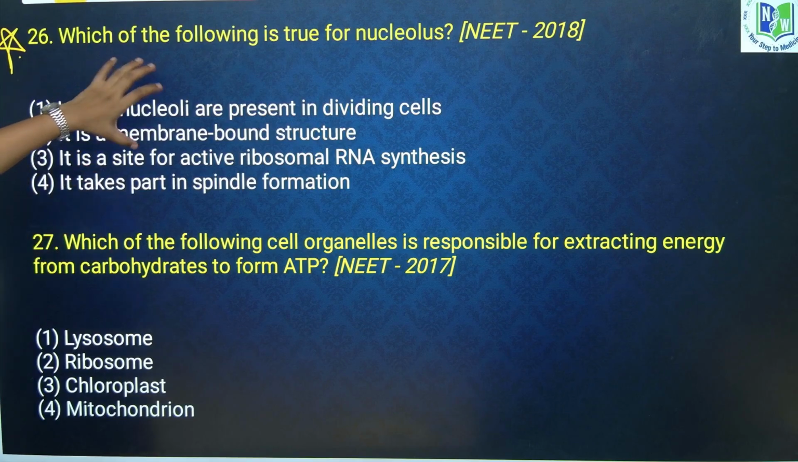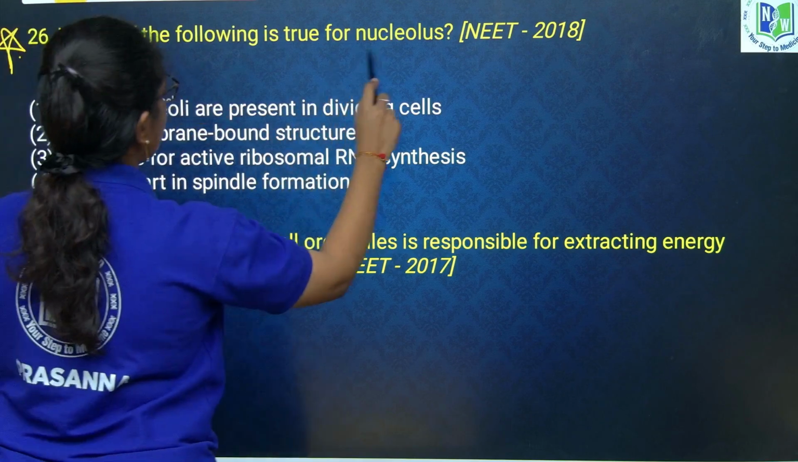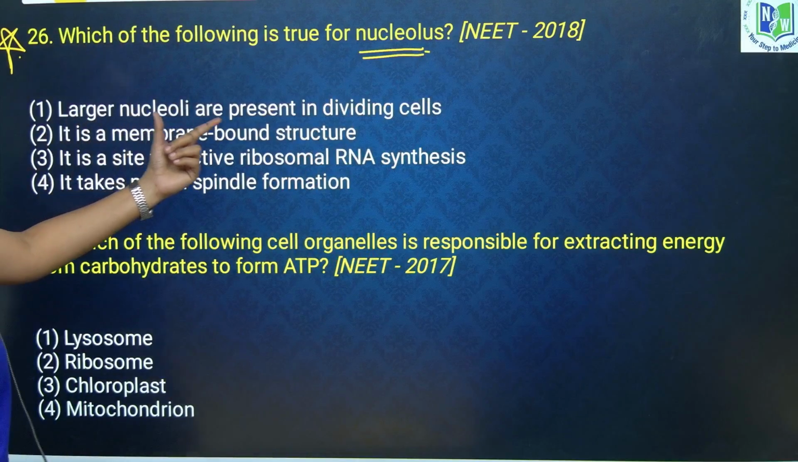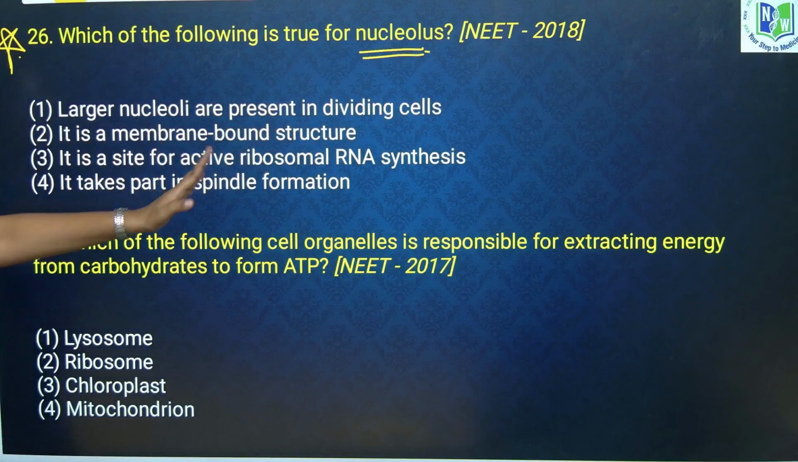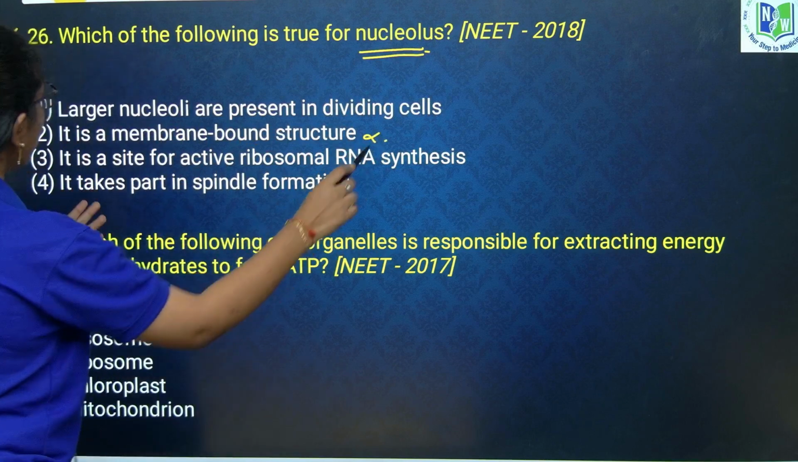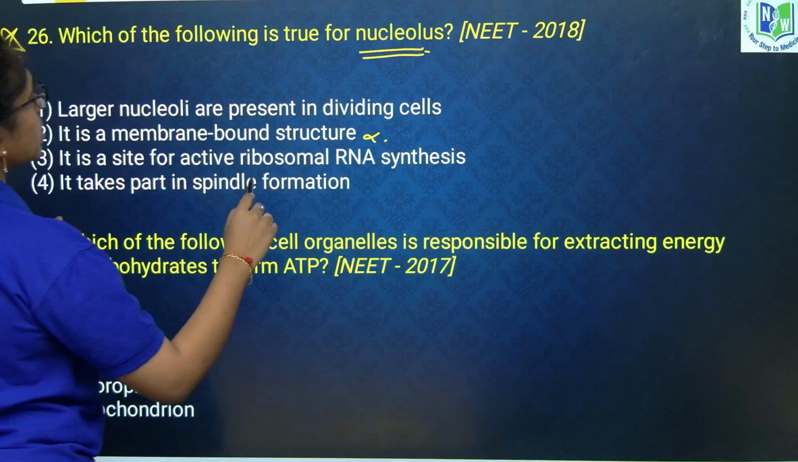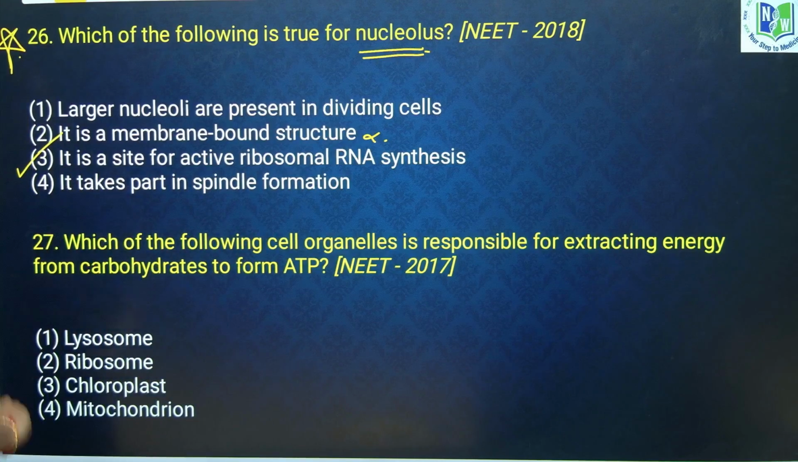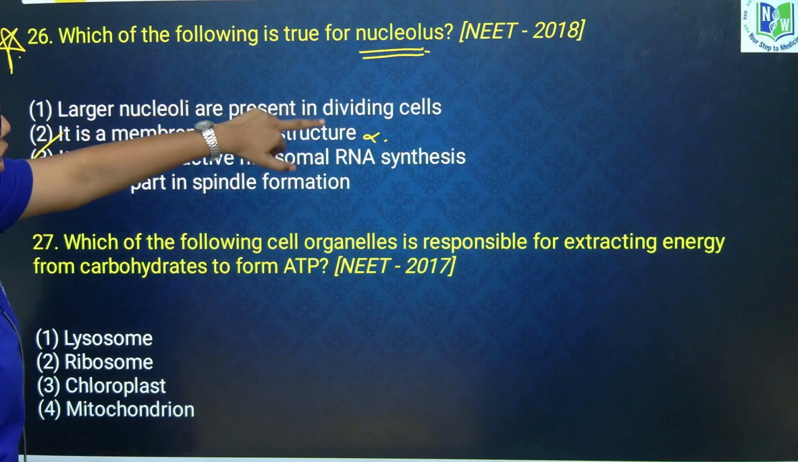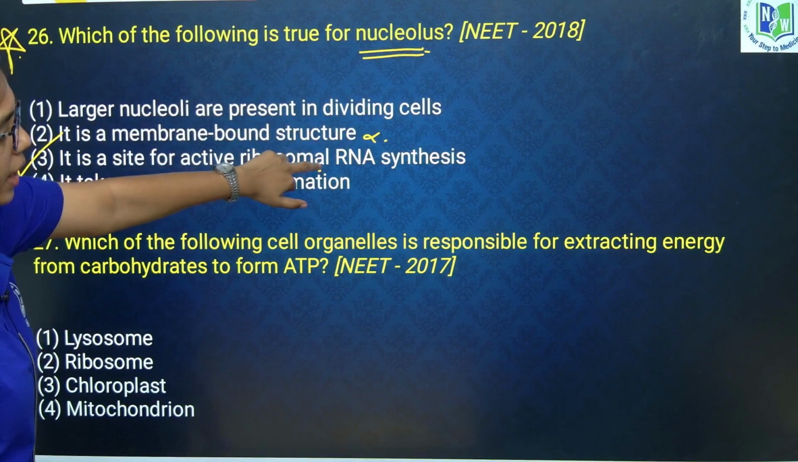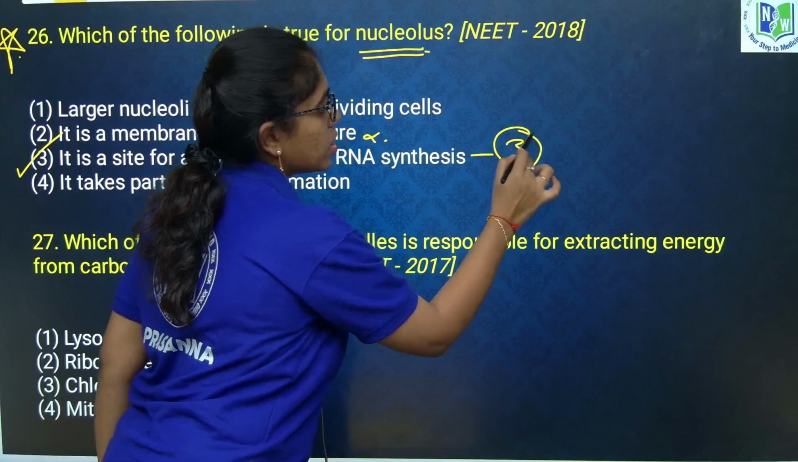Next, which of the following is true for nucleolus? Larger nucleoli are present in dividing cells. It is a membrane bound structure. This is wrong. It is the site for rRNA synthesis. This is true. See, the nucleolus question is only with respect to rRNA.